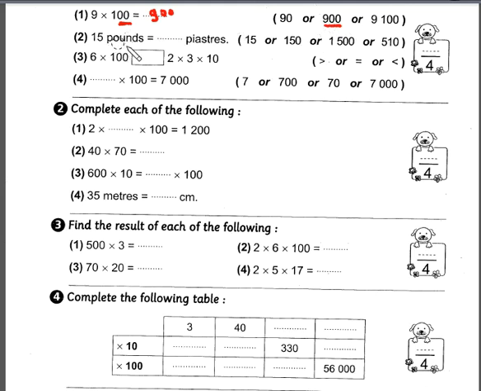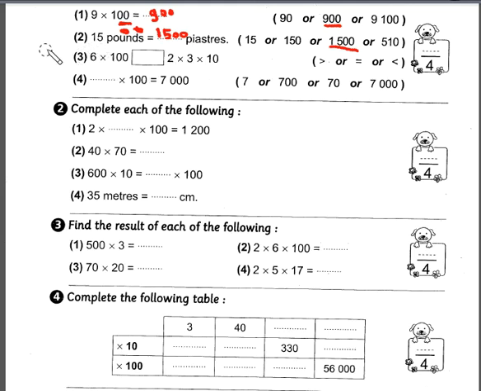Number 2, he said 15 pounds equal space piasters. We studied before in the previous years that a pound equals 100 piasters. So here we'll put 2 zeros. Here we write 15 and 2 zeros. So the final result equals 1,500.